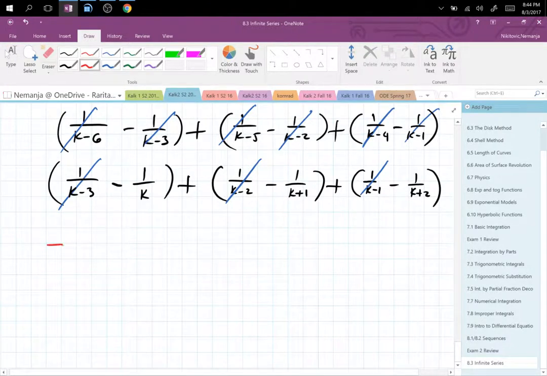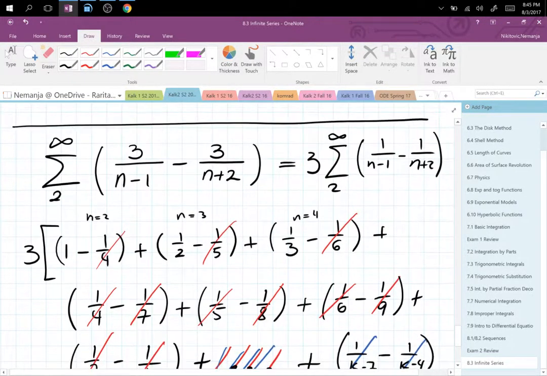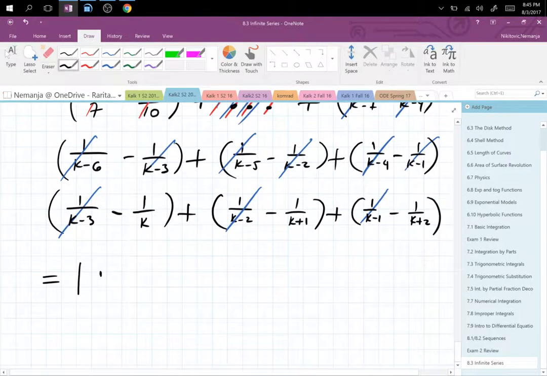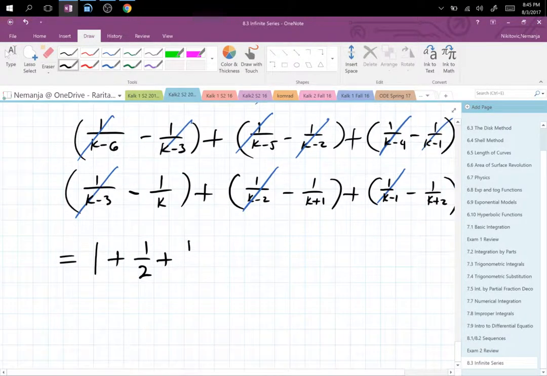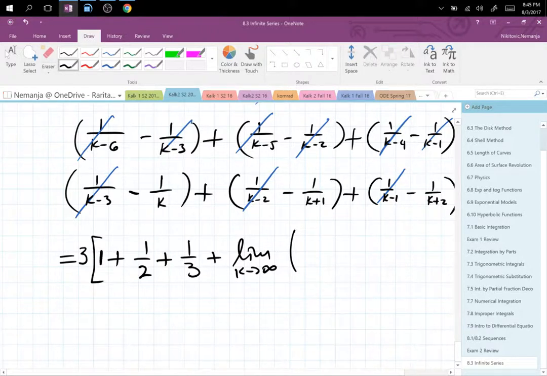So what is this equal to? What is this equal to? It's equal to 1, everything that survived, plus a half, plus 1/3, plus the limit as k goes to infinity of the terms that survive here. What about that 3? Oh yeah, there's a 3. So you got those first terms from the parentheses above, the stuff that survived in the beginning.